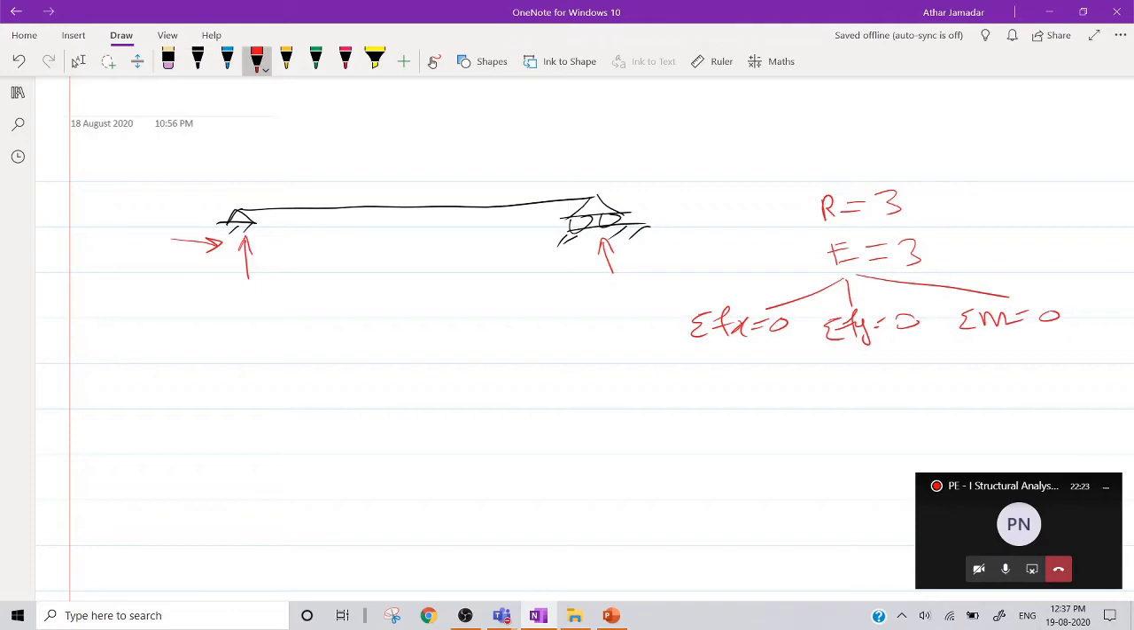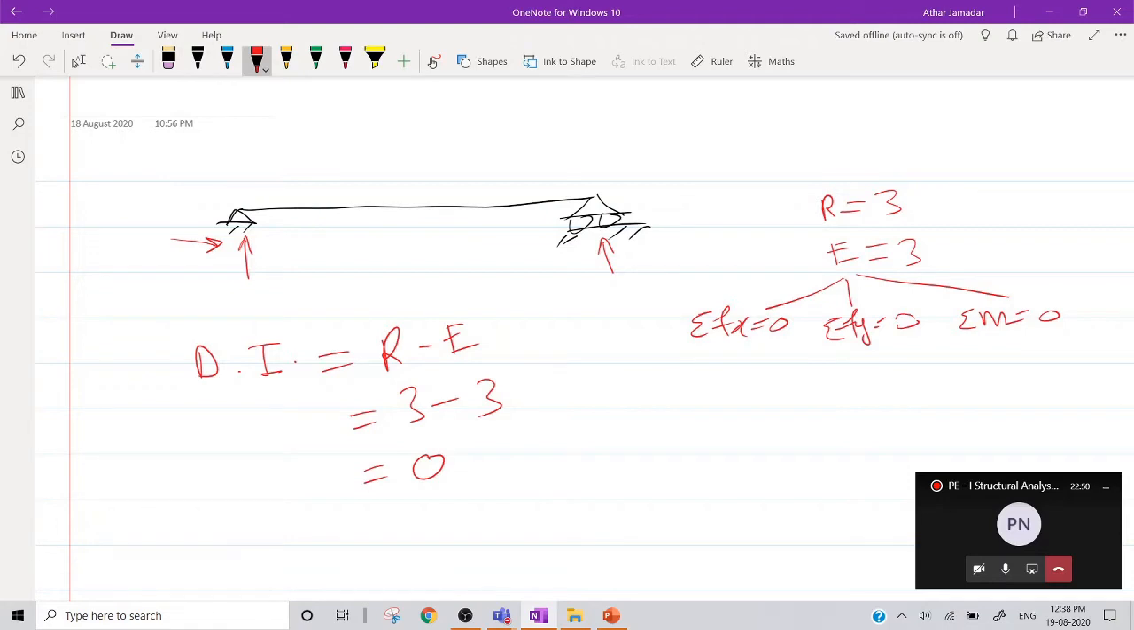So for any structure, if you calculate the degree of static indeterminacy, which we will denote by di, it is generally given by R minus E. So the total number of unknown reactions is 3 and E is equal to 3. So this is going to be 0. If your degree of indeterminacy is equal to 0, then you can say that your structure is a determinate one.